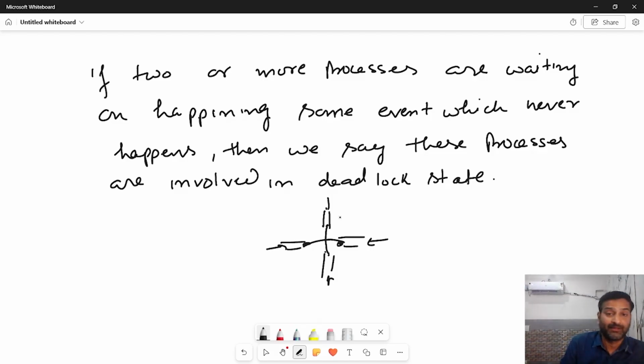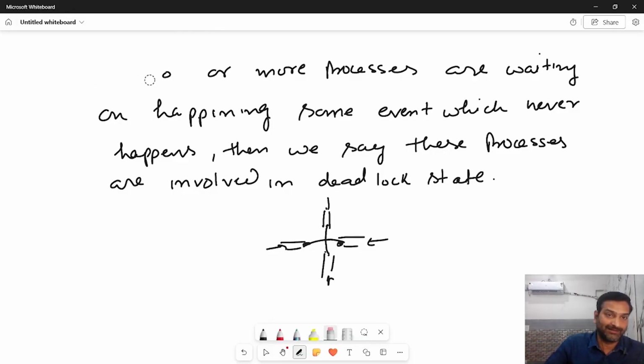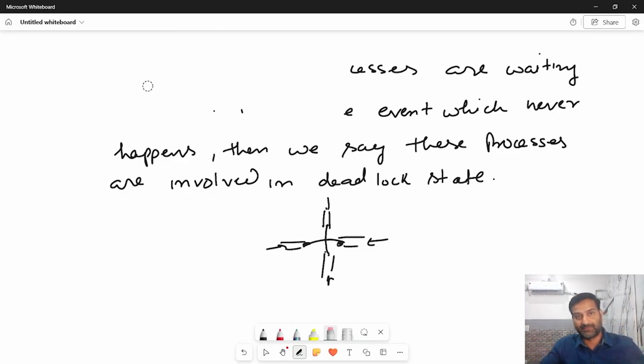In the same way, in deadlock, no process is able to execute. That's why it is written two or more processes. Two or more processes may be involved and cause that situation of deadlock. So this is the meaning of deadlock. I hope you all have understood it in real life. So let's move to the next concept.